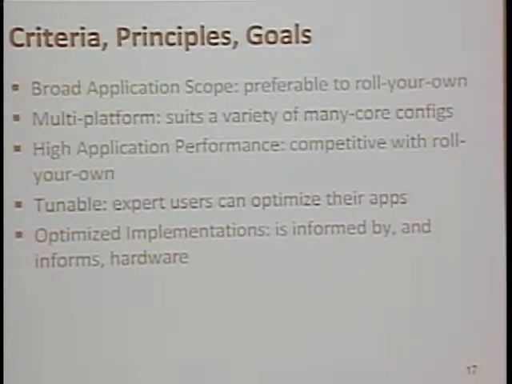I want to be able to claim broad application scope, which is to say for a whole bunch of different applications, you'd rather write it in Gramps than roll your own to whatever native bare metal API exists. I want it to be multi-platform, so not only is there some many-core heterogeneous platform that it runs well on, but for a variety of these heterogeneous multi-core platforms you can run it. I want application performance to be competitive with if you'd rolled your own and written one to the bare metal. I don't want you to lose very much performance for using my abstractions. I just want the world to be better. I want it to be tunable.